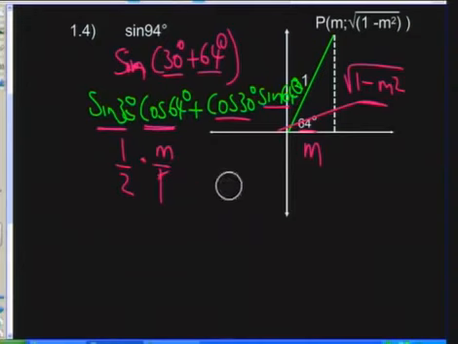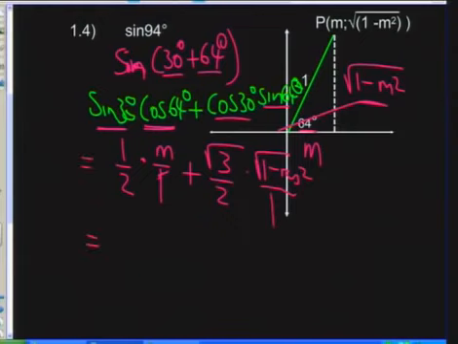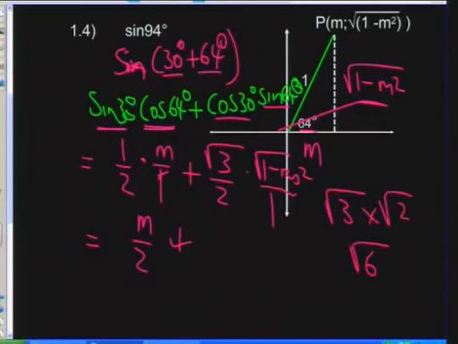Let me erase this. So cos is root 3 over 2. And sine 64, sine is opposite over hypotenuse, which is square root of 1 minus m squared over 1. And what can I do? Simplify this further. This is m over 2. If you multiply this, guys, because square root 3 times square root 2, this is the square root of 6. I can multiply the square roots together.